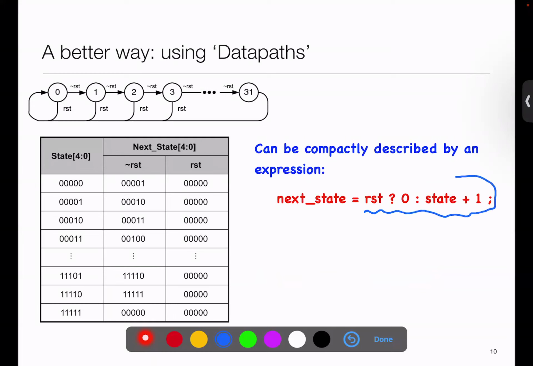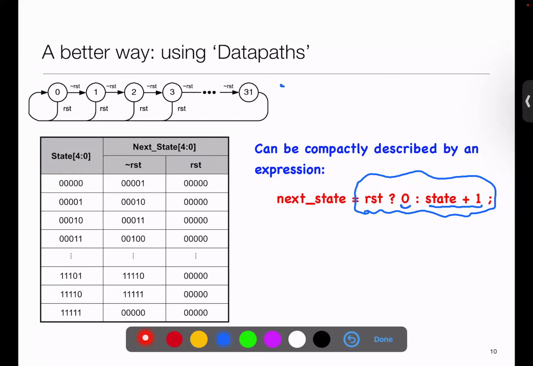Anyone knows what this stands for? I'm sure you have seen it in your C++ or Java or Python kind of courses. It's an inline if statement. Yeah, it's an inline if statement. It's basically saying if reset is true, if reset is 1, then output 0, otherwise output state plus 1. Okay, that's what it is saying. And which is what we want, right?